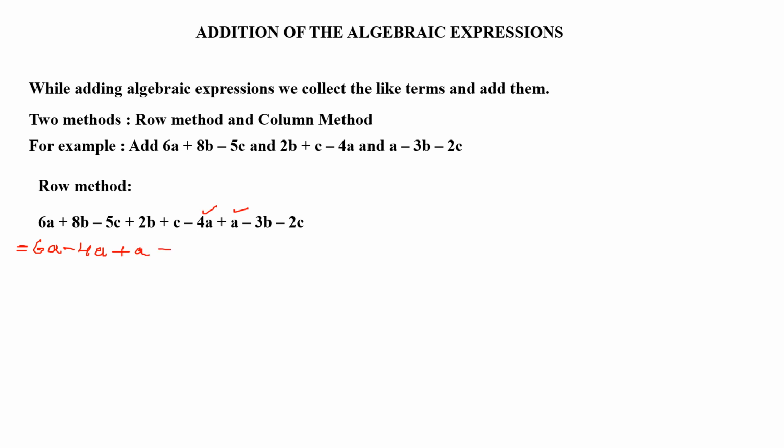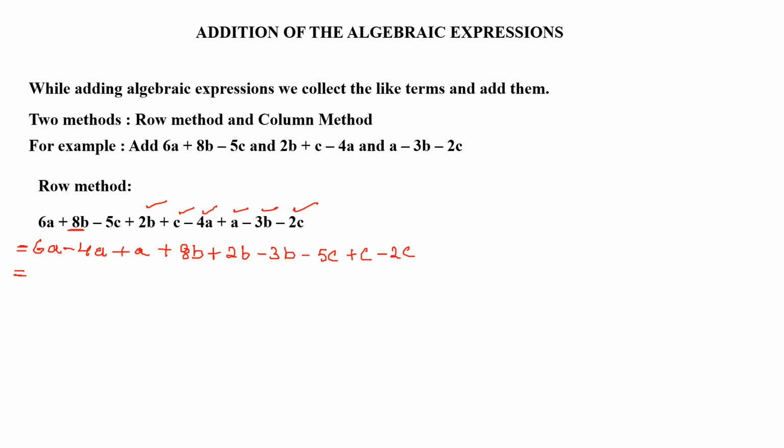Now second is plus 8b. Now I have taken this. So again I have to see what are the like terms. So 2b minus 3b. So I am going to write that plus 2b minus 3b. And then minus 5c. And the like term having c as a variable is plus c minus 2c, which is over here. Okay, now let's add the like term.